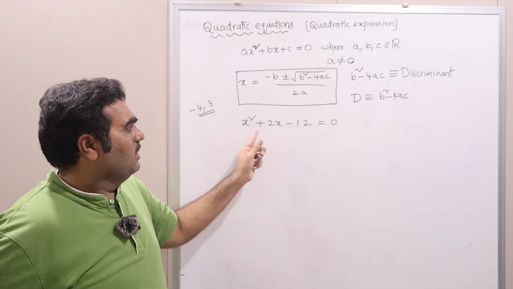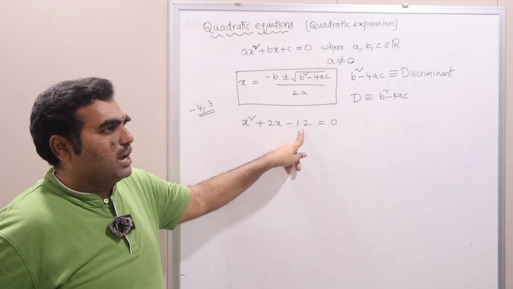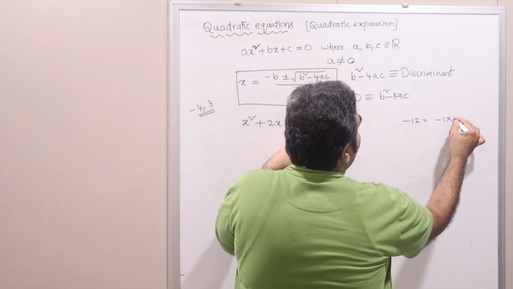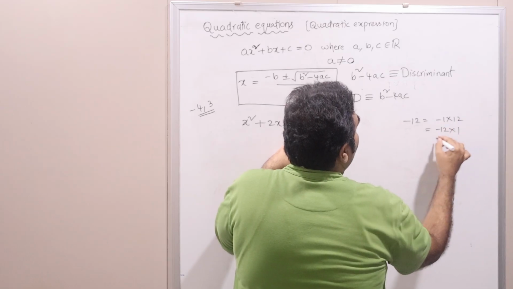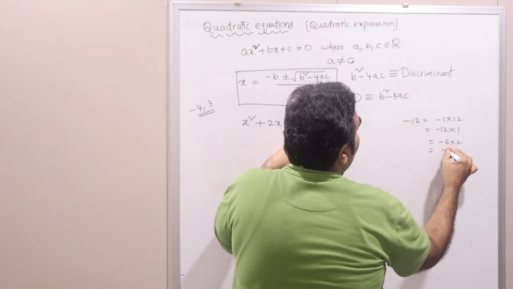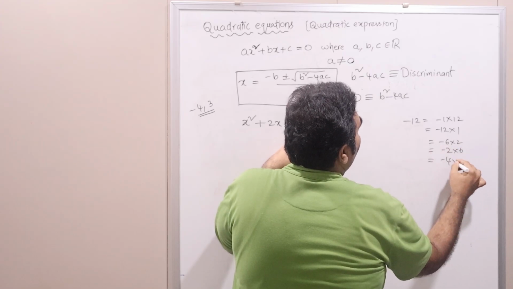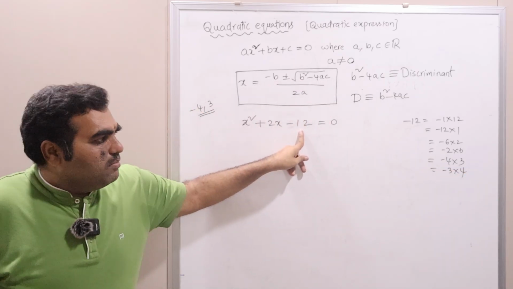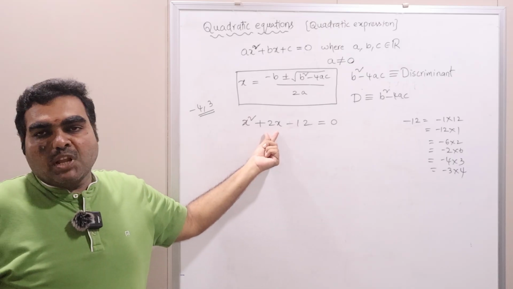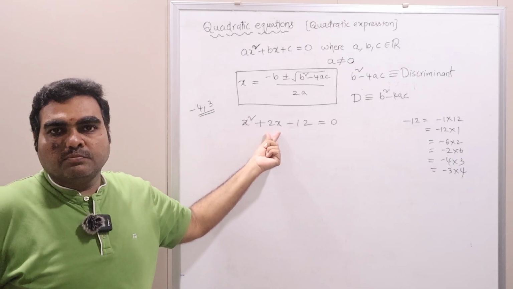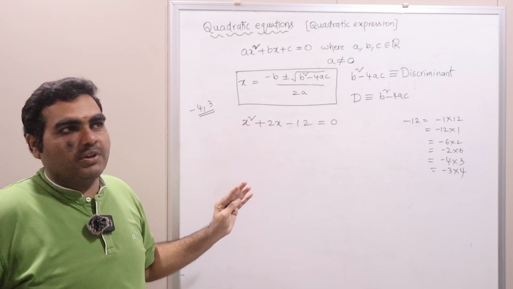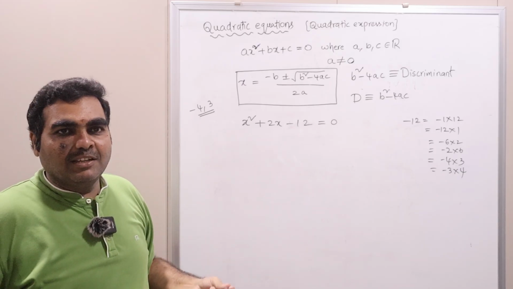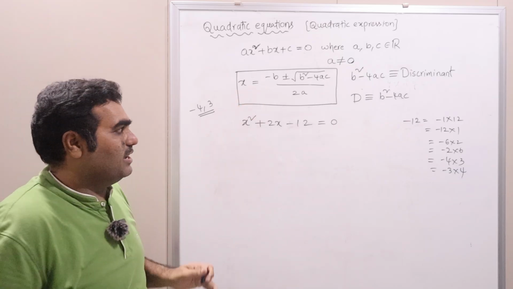The reason is very simple. What is the product of the x square term and minus 12? Minus 12. What are the available factors here? Minus 1 into 12, minus 12 into 1, minus 6 into 2, minus 2 into 6, minus 4 into 3, minus 3 into 4. Is there any combination which gives you the sum as 2? The answer is no. Hence it is ruled out. There are other alternatives to proceed further, but that will complicate, right? So the best approach is to use the formula here, right?